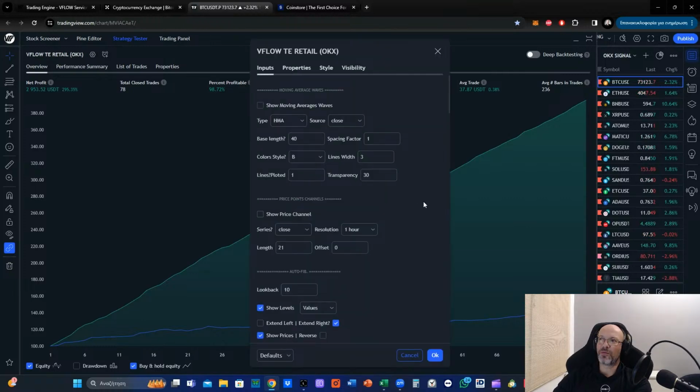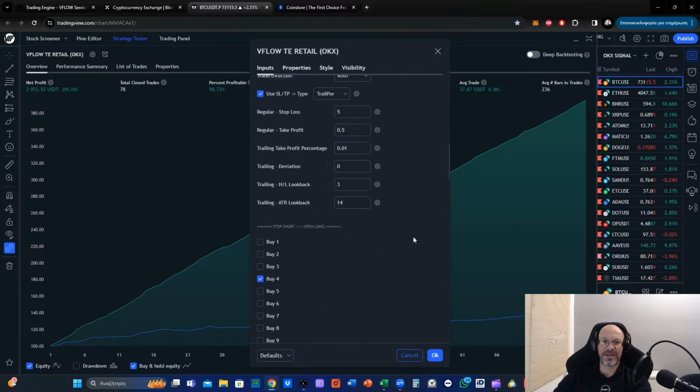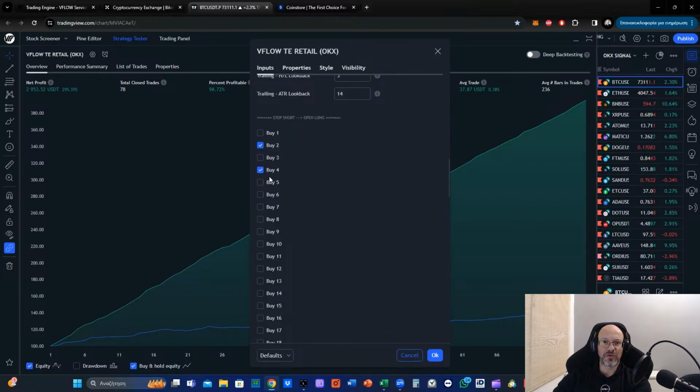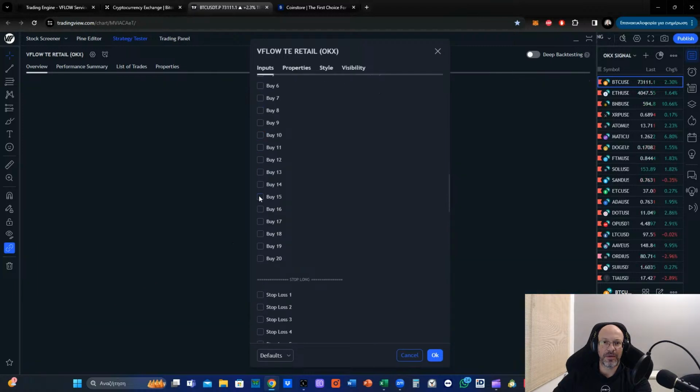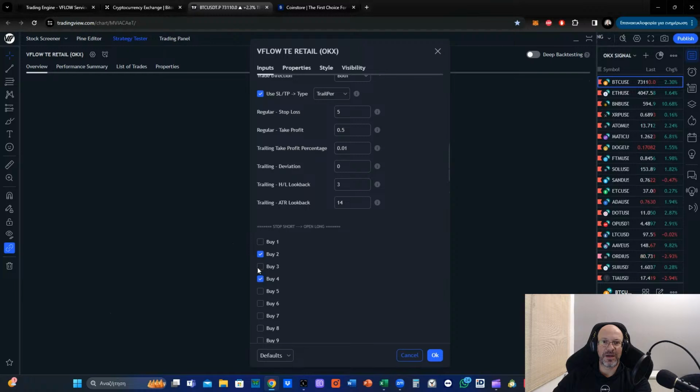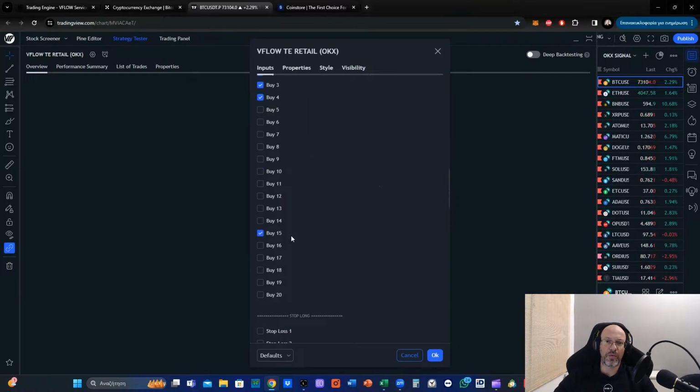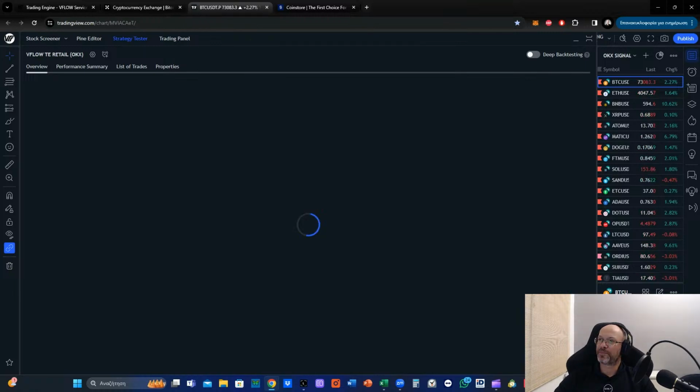So now let's try to make a combination of buy signals. Let's try buy 2. Let's combine buy 4. Let's combine buy 15. Let's also combine, let's say, buy 3. Let's take the first buy 2, 3, and 4 factors and combine them along with buy 15 to see what we are going to get as a result. And then I'm going to show you the chart, how it looks.